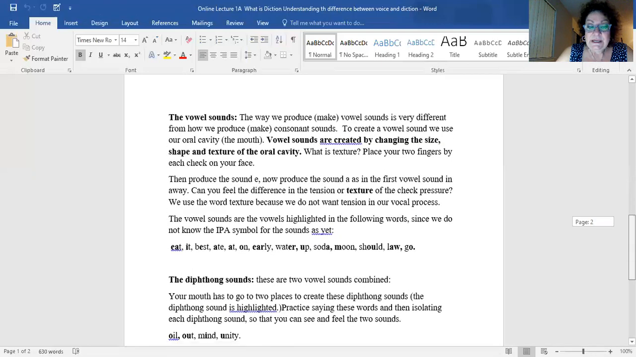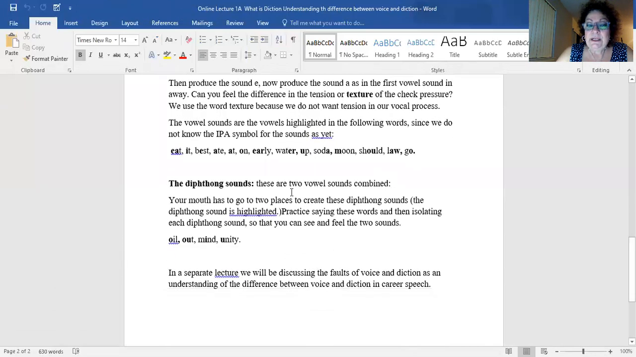So later on, we'll be learning our vowel sound symbols, but E as in eat, I as in it, as in best, A as in ate, A as in at, as in on, as in early, as in water. We have 2 sounds. We'll talk about that later. As in up, as in soda, as in moon, as in should, as in law, and O as in go.